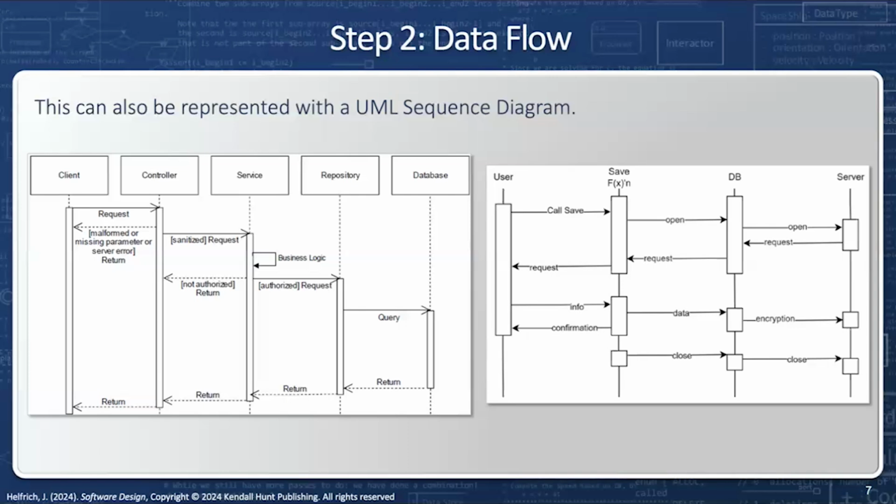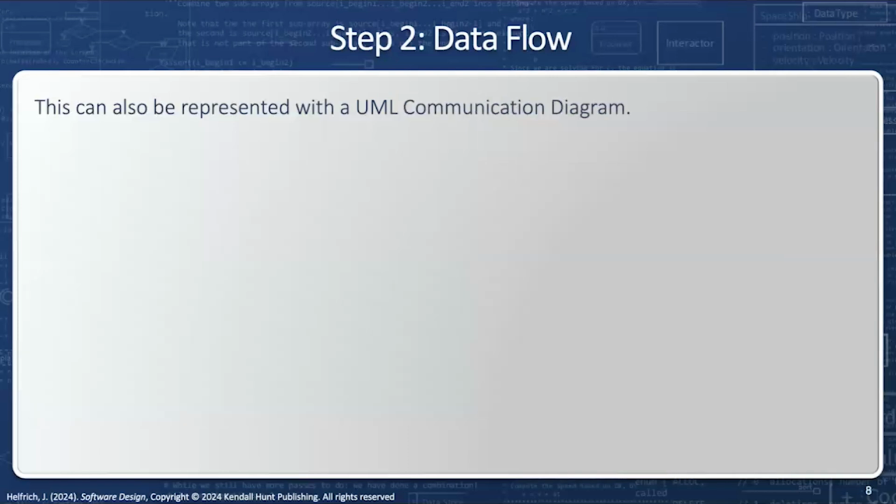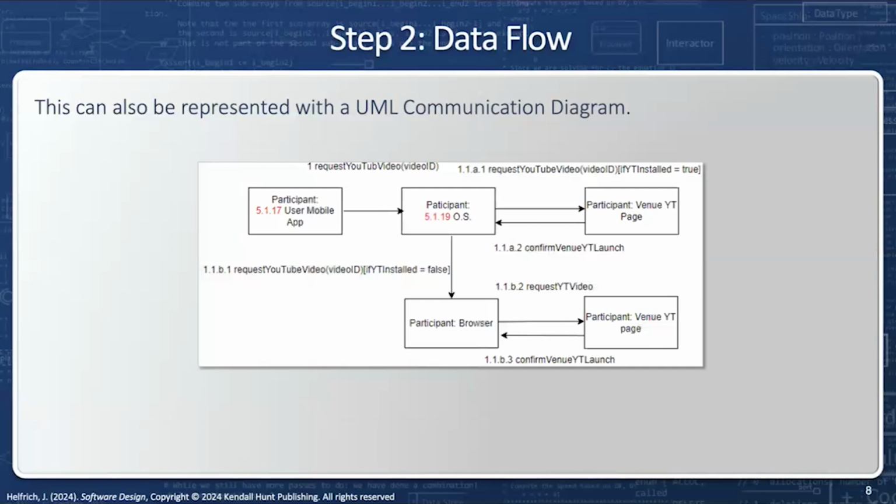Now, there's one other option we have for understanding and describing a subcomponent, and that's a UML component diagram. And here it's going to describe how data flows from the participant to the OS to the browser. But it's also going to tell me the order in which things happen, because each arrow is going to have a number, and that number is the sequence of events that happen from one to the other.